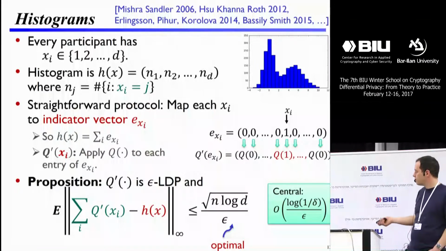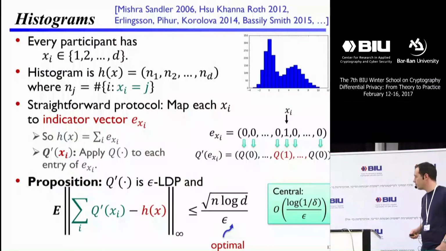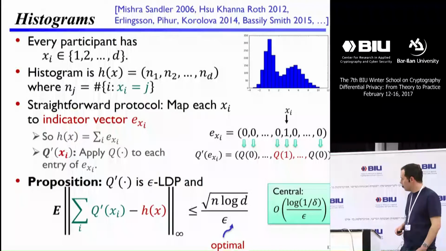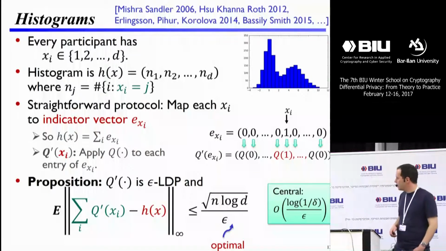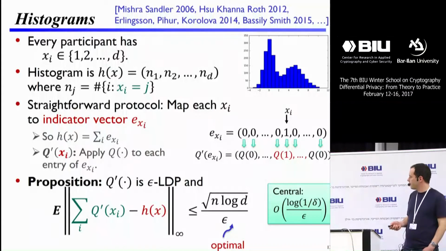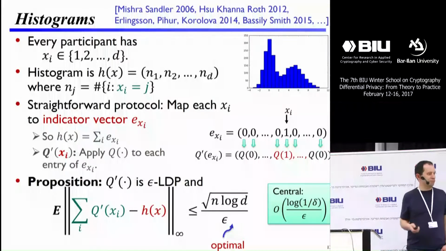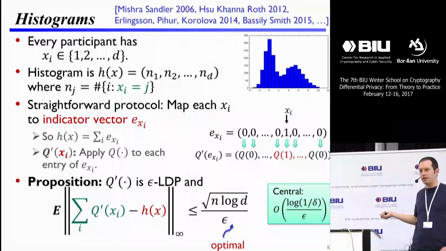So simple noise addition actually works really well, meaning as well as one could hope for in this model. All right. This is a relatively simple way to approach the problem. Maybe what's less clear is, okay, can we just stop here? Are we done with histograms? Maybe. I told you this is the optimal error. Is there anything else we might want from the protocol? Can you see any drawbacks to this protocol? Kahmit?